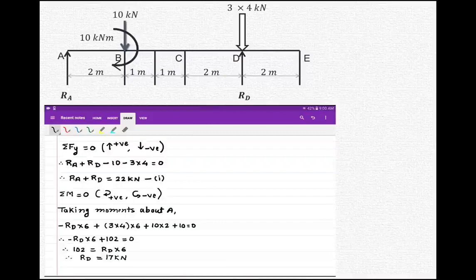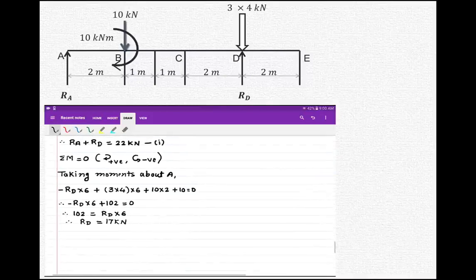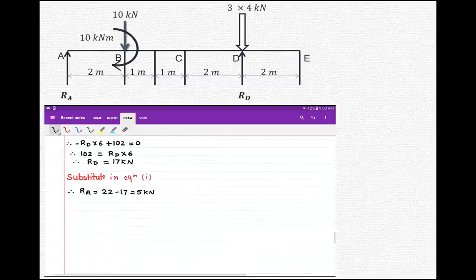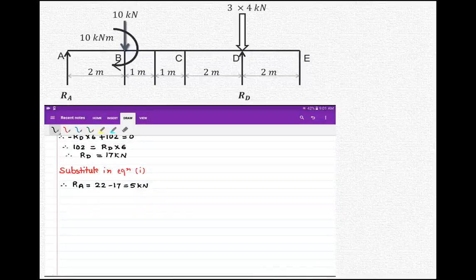Now you can substitute this value of RD in our first equation. So our first equation is RA plus RD is equal to 22. So substitute in equation 1. Therefore RA will be equal to 22 minus 17. RD value is 17, so it is 5 kilonewton. So we have obtained two reactions, that is RA is 5 kilonewton and RD is 17 kilonewton.